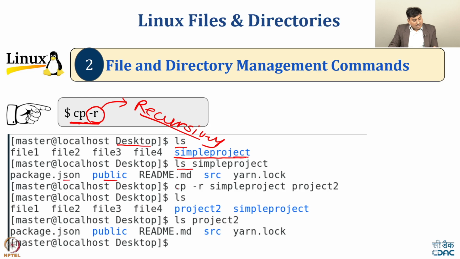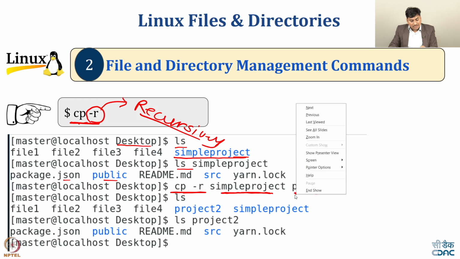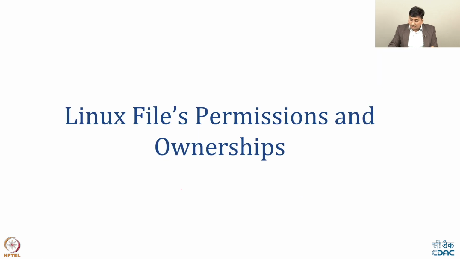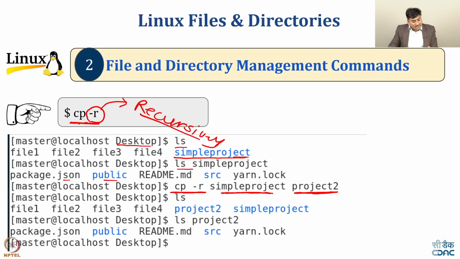It means that the simple project directory is not an empty directory, there are so many contents here. Now, with this command cp -r, then the source directory simple project, I just copied that to another directory which I pass here. So this command will copy the content of the simple project directory and create a new directory that has the same content as the simple project directory.